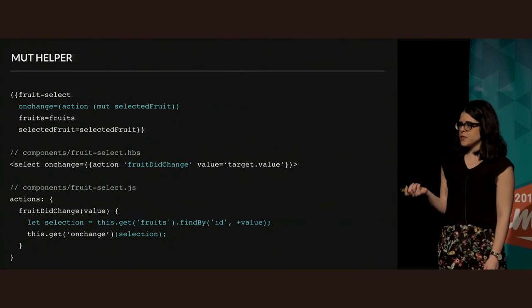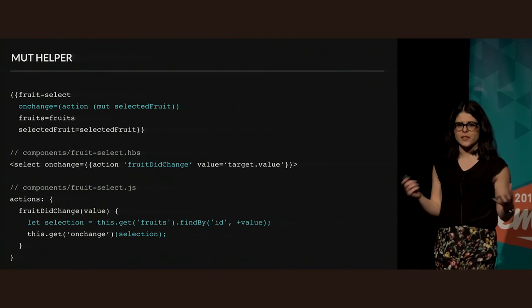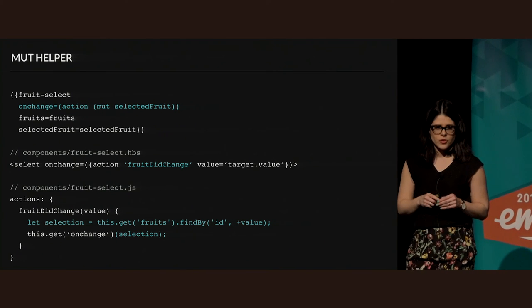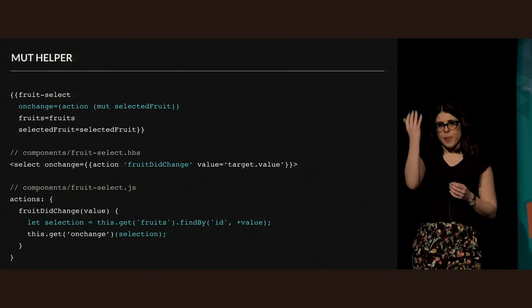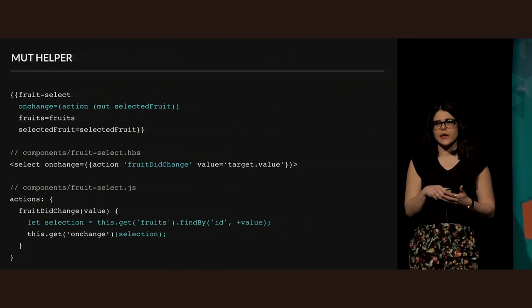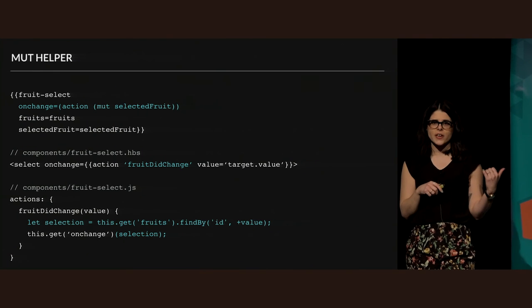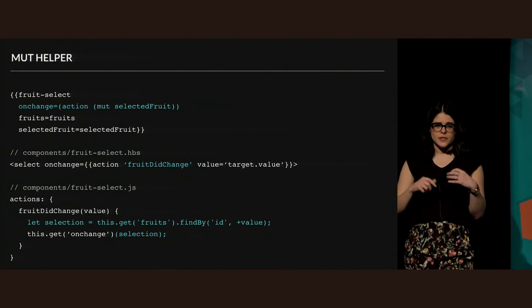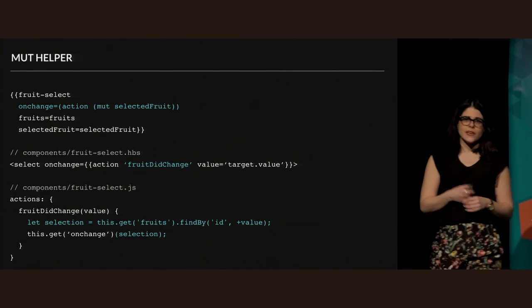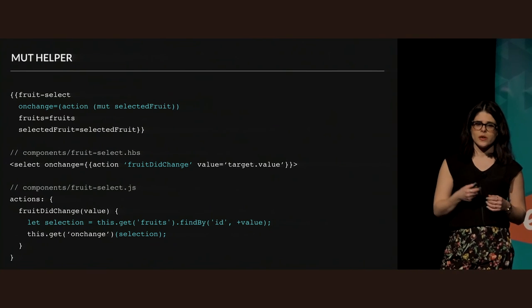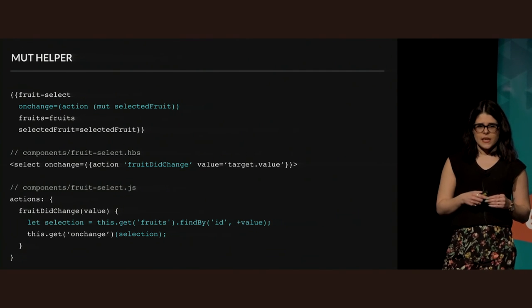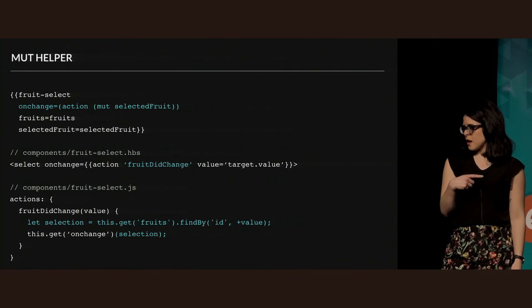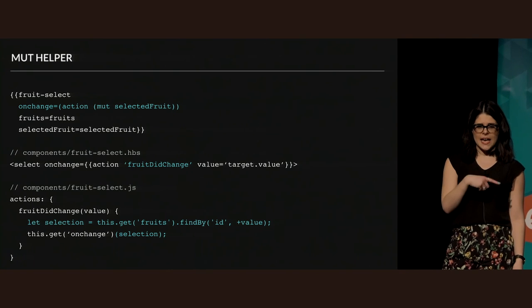What you're going to be able to do is, this is sort of like the power and flexibility that you have with closure actions. Instead of just letting that bubble straight up, you can go ahead and catch your fruit to change action within the component, and you can do what you need to do. So here, we're going to take the value, and we're just going to do a lookup by ID to find the corresponding object. And then we'll use the closure action kind of inside here.